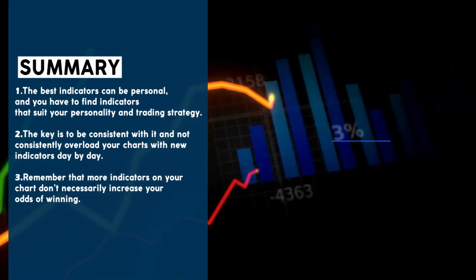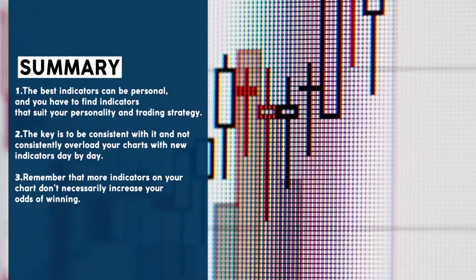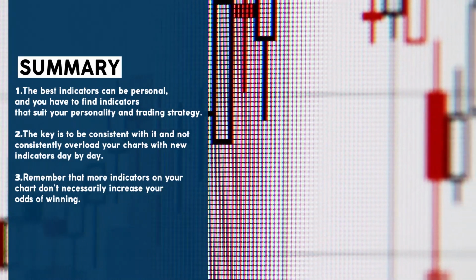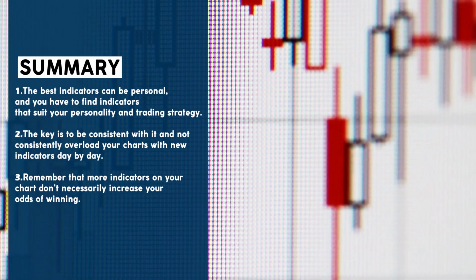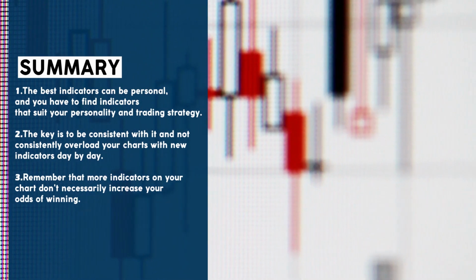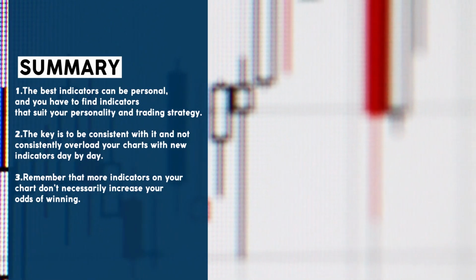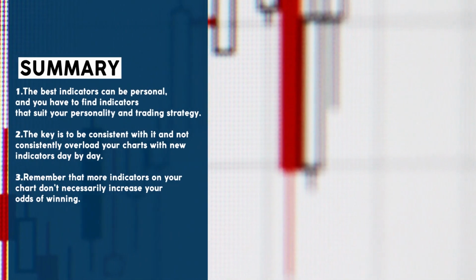You may find that certain indicators do better for a particular instrument and not work for another type of instrument. So spend some time finding the right indicator for the instrument you are trading, and remember that more indicators on your chart don't necessarily increase your odds of winning. Your chart may be too cluttered and end up confusing you.